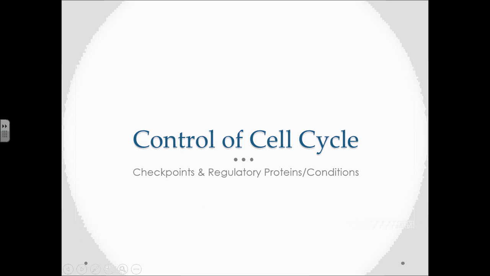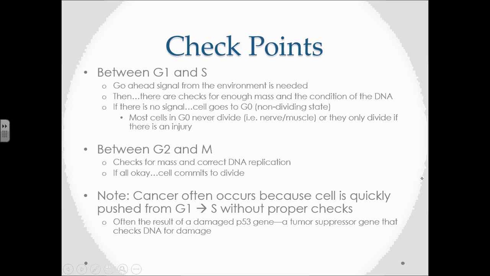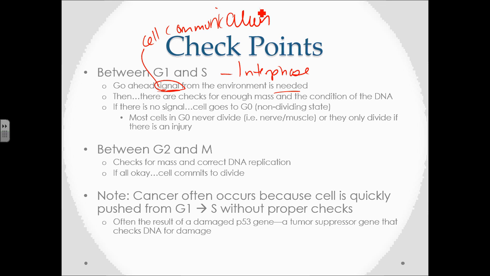All right, so let's talk a little bit about how your body controls the cell cycle. We do it by checkpoints and regulatory proteins. So between G1 and S, remember this is still interphase, the cell receives the go-ahead signal from the environment that tells it that it needs to go on to the S phase to duplicate its DNA. So what do we mean by signals? Well, think back to your cell communication. The cells are going to communicate with each other to send their signals to neighboring cells.